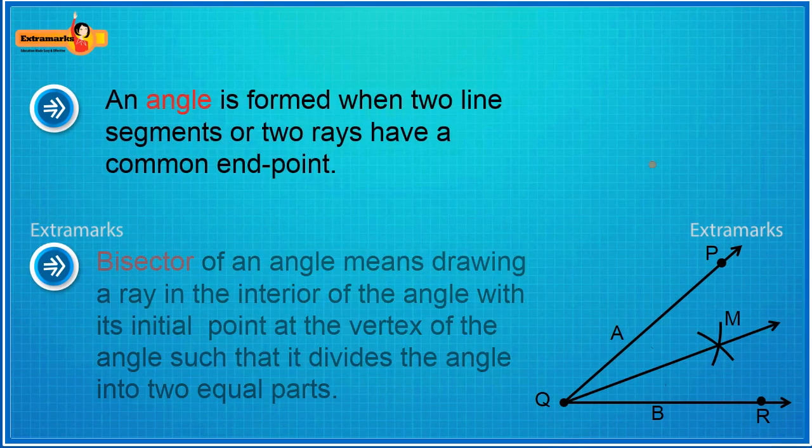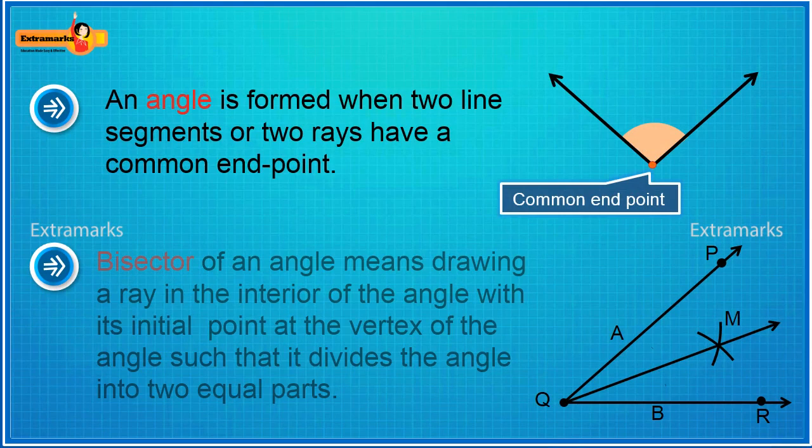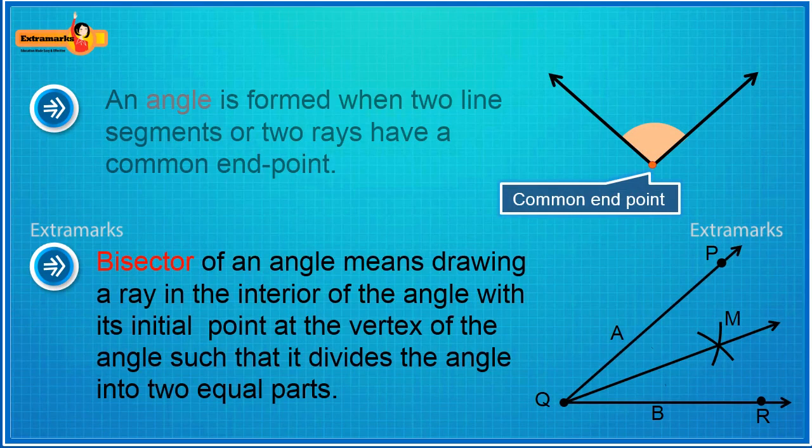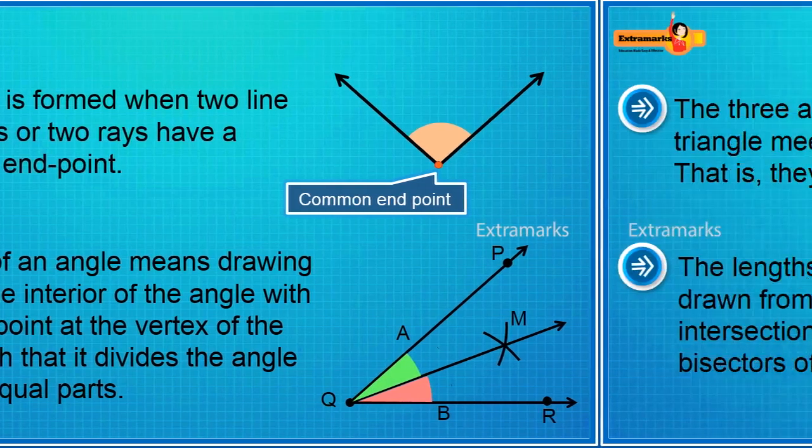An angle is formed when two line segments or two rays have a common end point. Bisector of an angle means drawing a ray in the interior of the angle with its initial point at the vertex of the angle, such that it divides the angle into two equal parts.